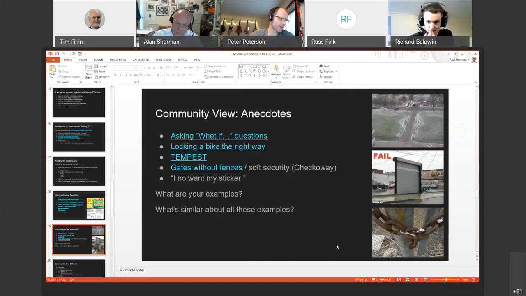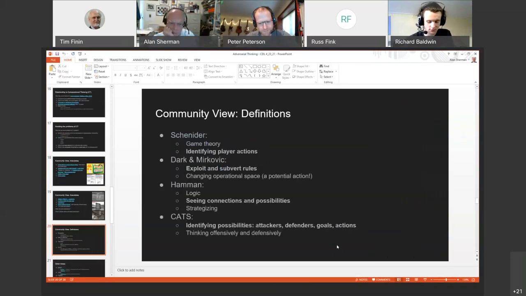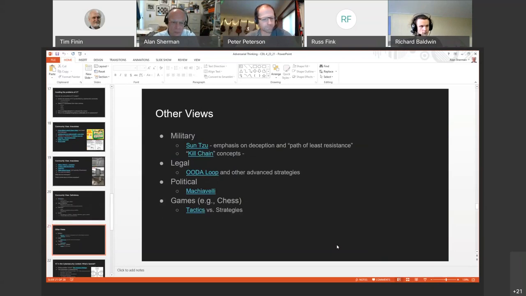Next slide, please. So what about other, I'm going to skip this slide, but here in the community view, I spent a bunch of time on this before, on the different definitions that people have come up with. I think the central idea here is identifying possibilities. So let's, next slide, please.